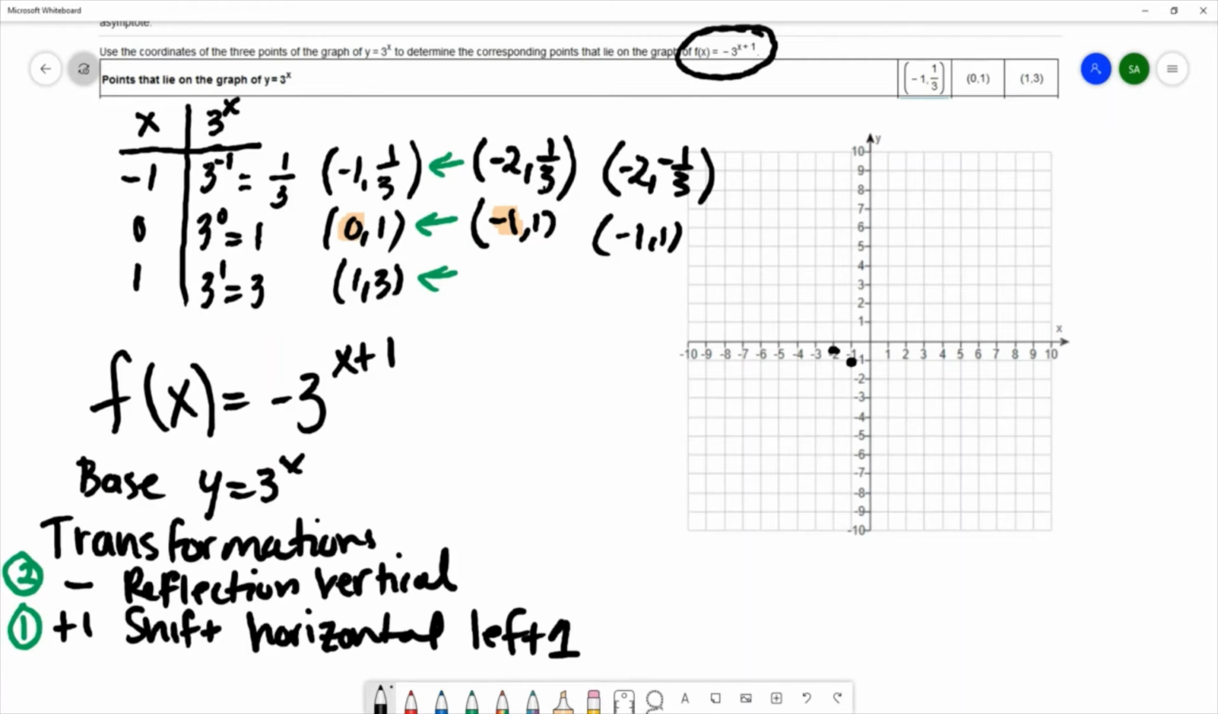And let's try the next ordered pair. The next ordered pair is 1, 3. I'm going to start with the first transformation of shifting to the left 1. And we take that original x coordinate and subtract 1 to become 0. The y coordinate didn't change. Then I'm going to do the reflection. So right now this point is 3 above the x-axis. We're going to mirror to become 3 below the x-axis. And that gets me to a new ordered pair of 0, negative 3.